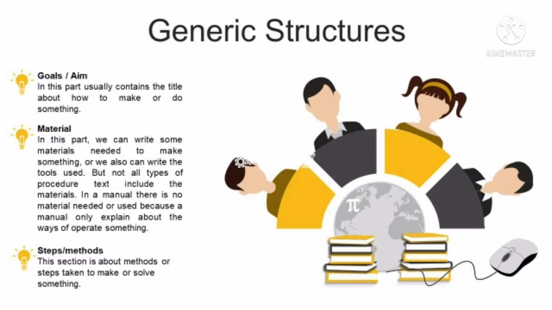In a manual, there is no material needed or used because a manual only explains about the ways of operate something. And the third, steps or methods. This section is about methods or steps taken to make or solve something.